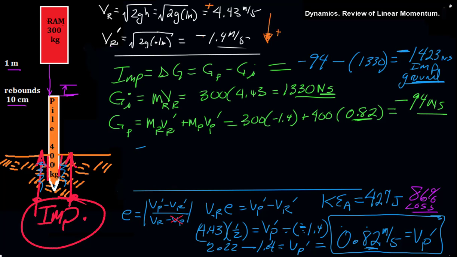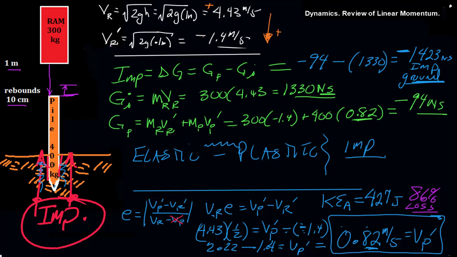So with that, we've covered elastic collisions, plastic collisions, and everything in between, and also looked at the impulse that we might generate and the coefficient of restitution.